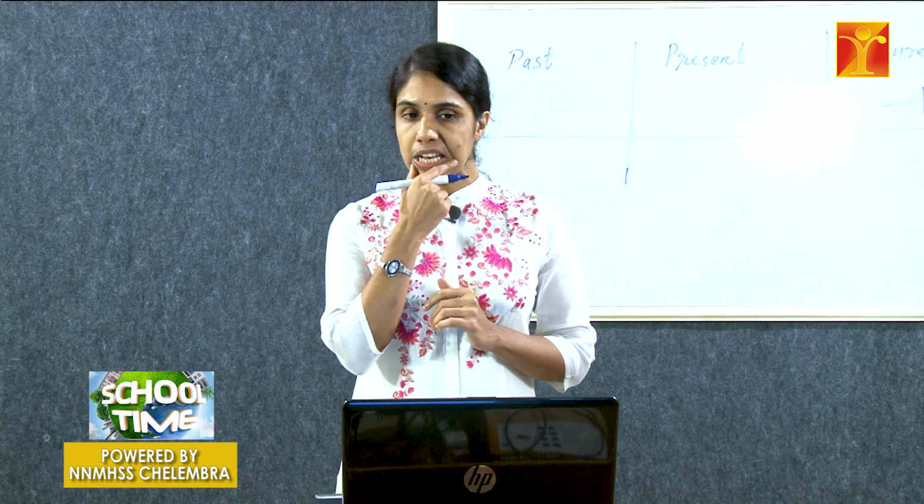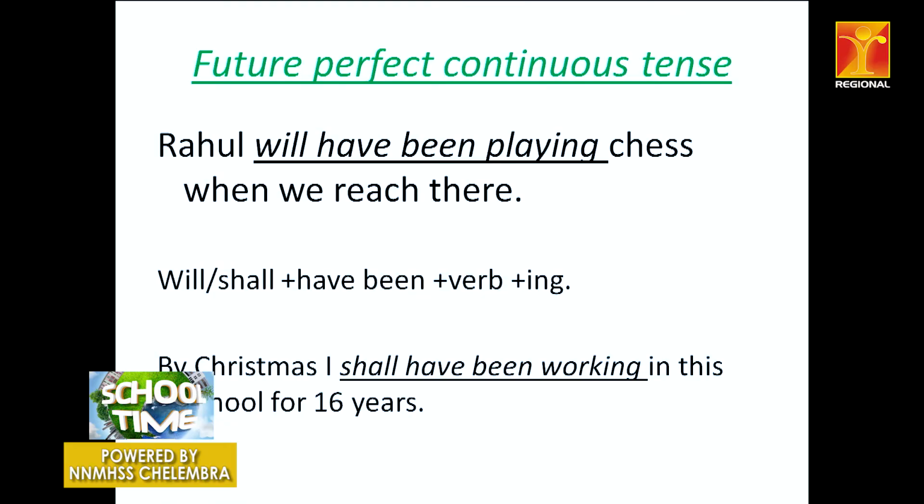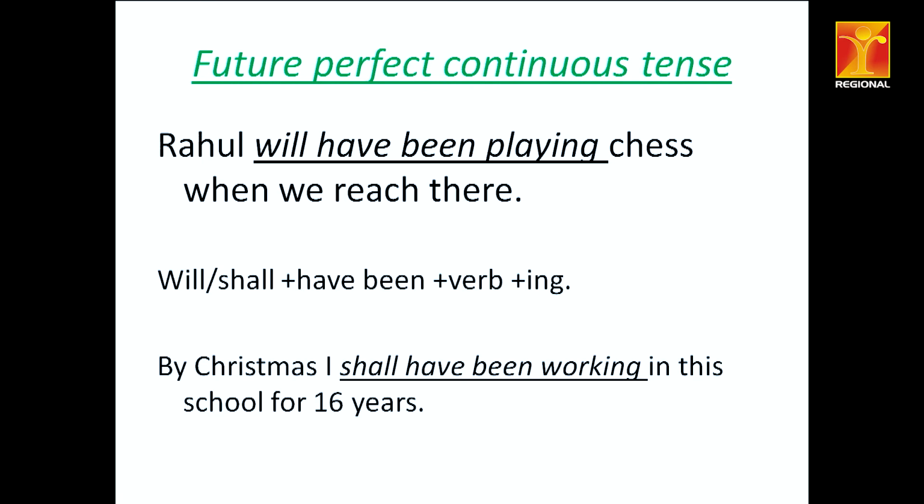See, will or shall plus have been plus verb plus ing is the form of the verb. Will or shall plus have been plus the ing form of the verb is the form of this tense. By Christmas, I shall have been working in this school for 16 years. This is a sentence written in future perfect continuous tense.